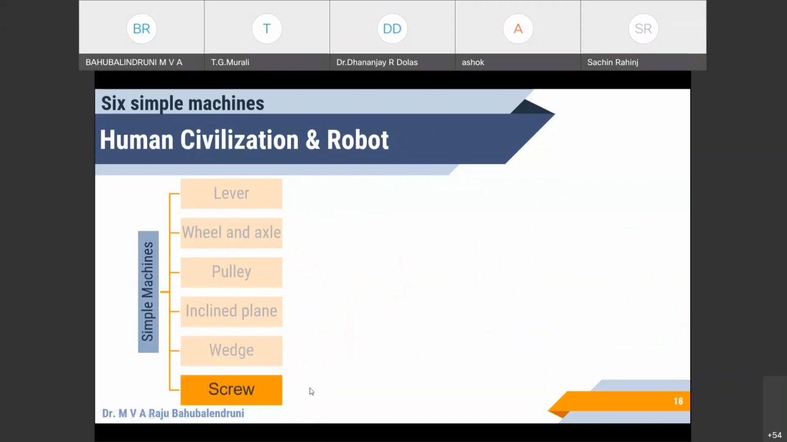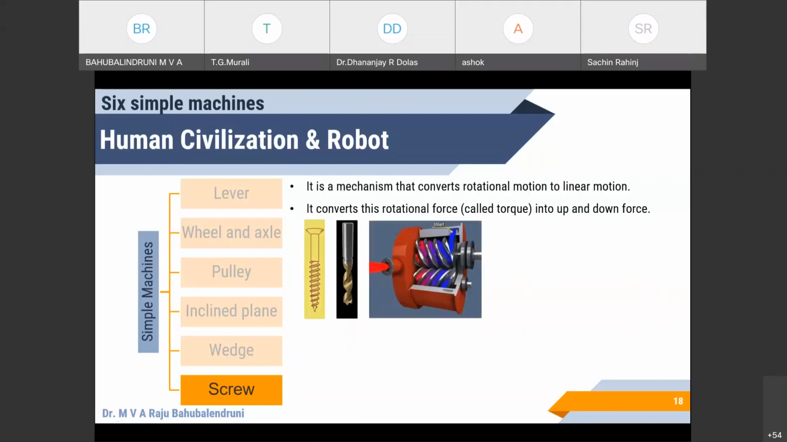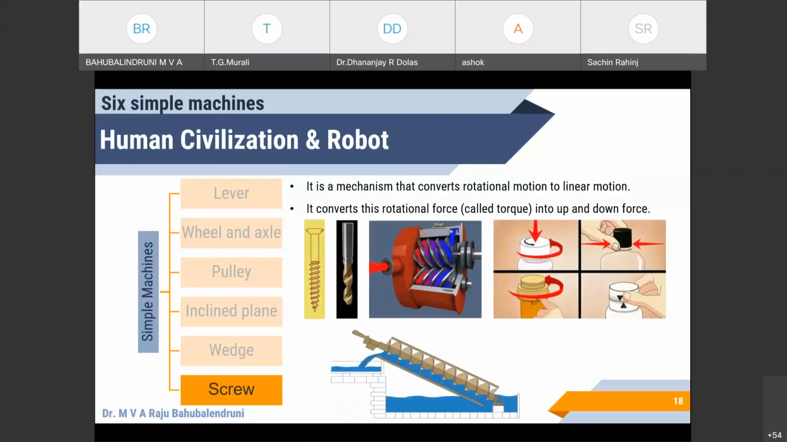So the final one is the screw mechanism. You might have heard of Archimedes' screw principle, which can transfer motion from rotational to linear, and was initially used for lifting water for agricultural purposes. These six are the simple machines generally.